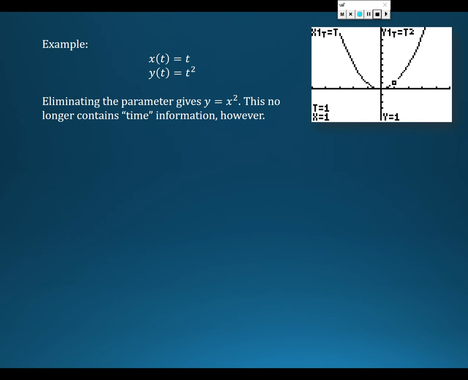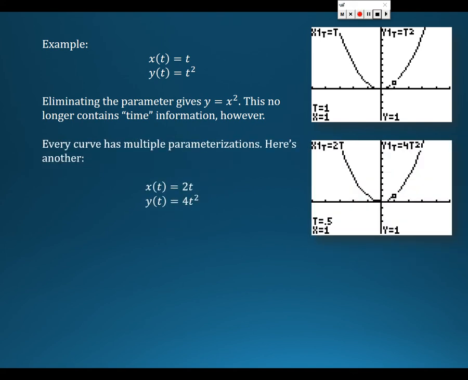If you were to eliminate the parameter, do you remember how to do that? This is x equals t, and this is y equals t squared. Well, if x is t, I guess it makes sense that y equals x squared is really what we're looking at, which is what we saw in the picture too. So that's not a huge surprise there.